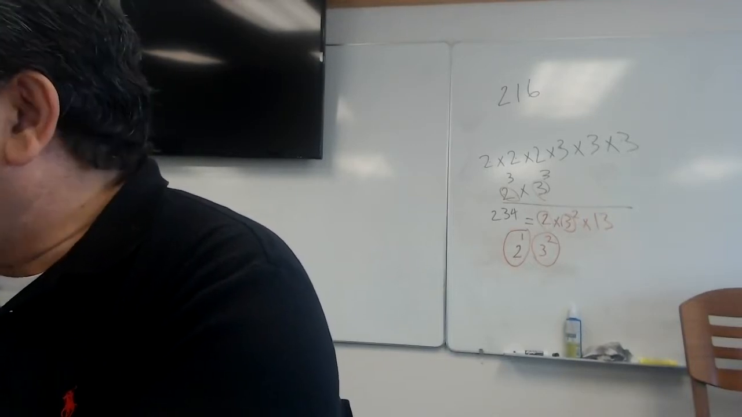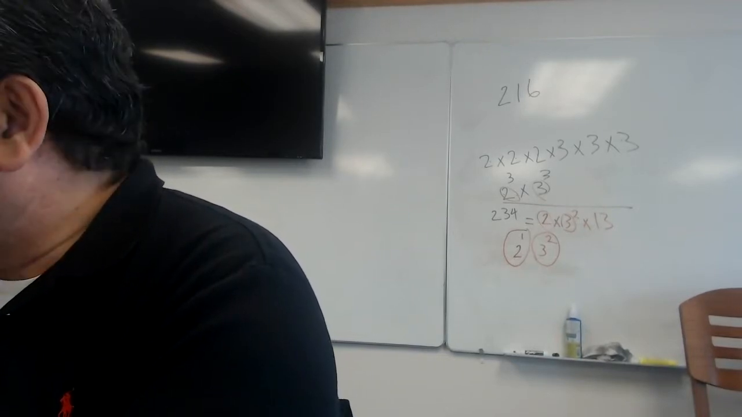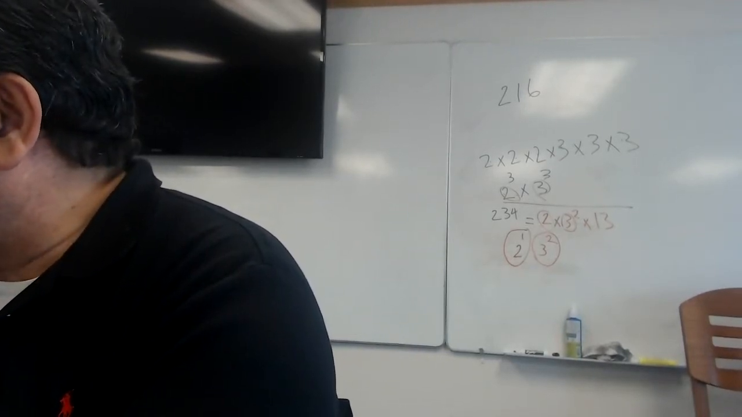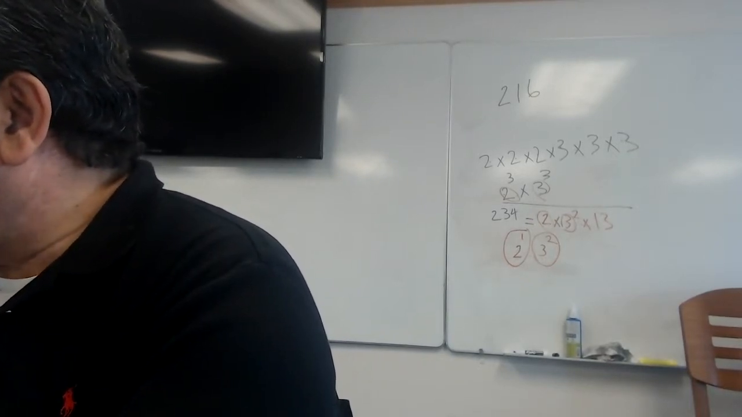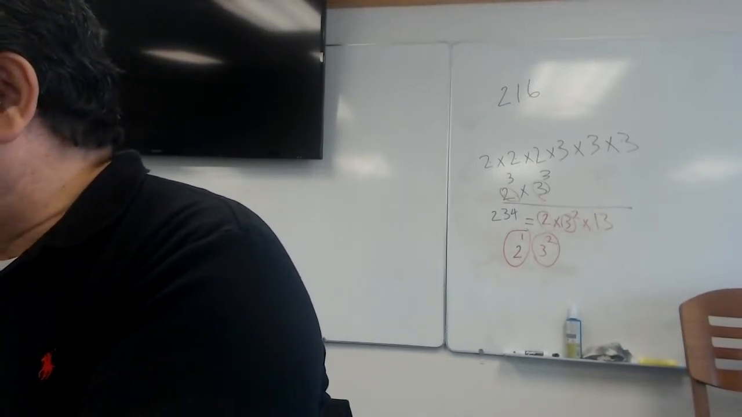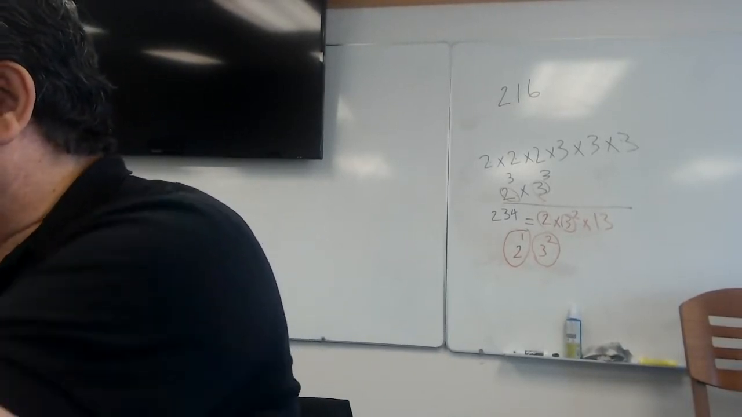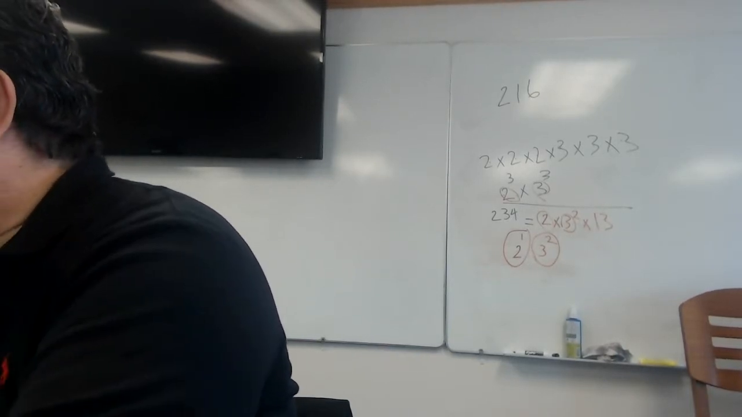For the greatest common divisor, we find the prime factors, and then we write them in exponential form with the least exponent, 2 to the power of 1 and 3 to the power of 2. We multiply them together, we get the number 18. So the greatest common divisor, the greatest number that can divide both 216 and 234, is 18, which leaves no remainder.